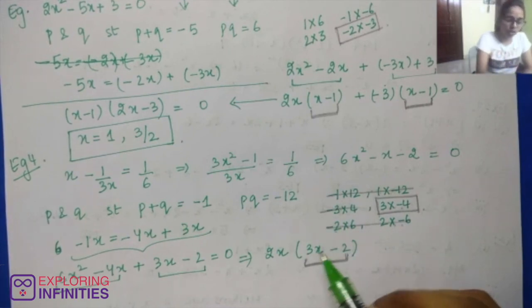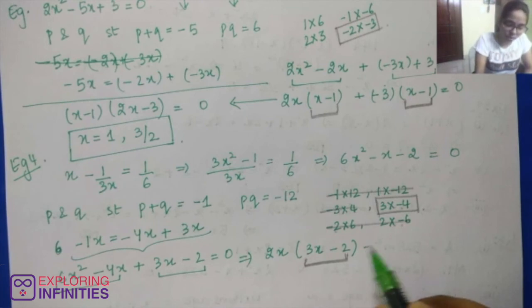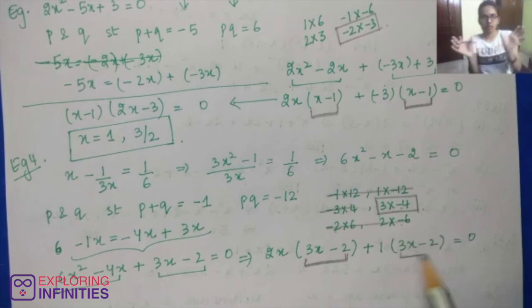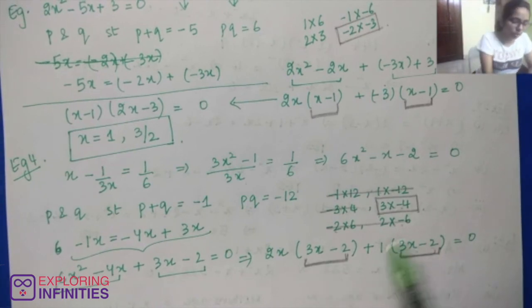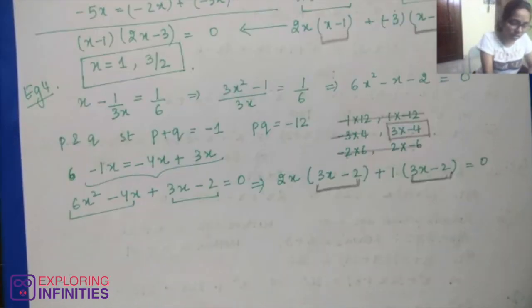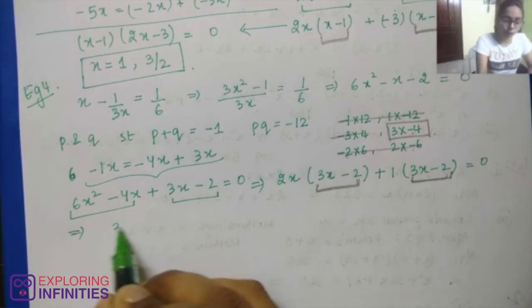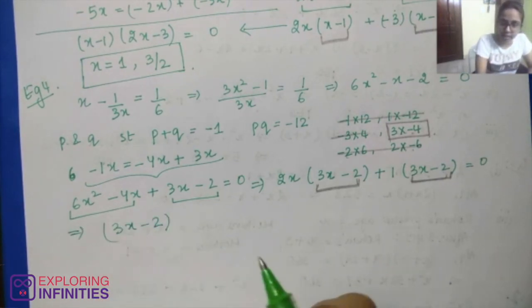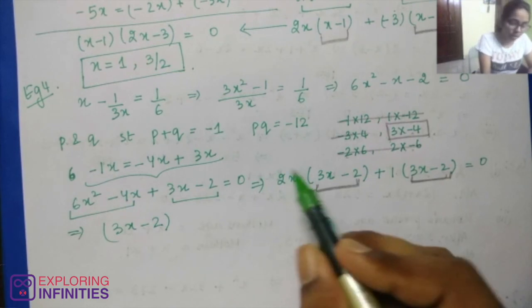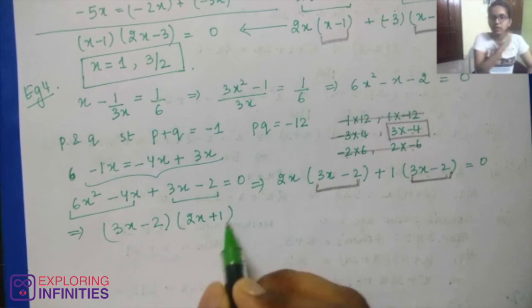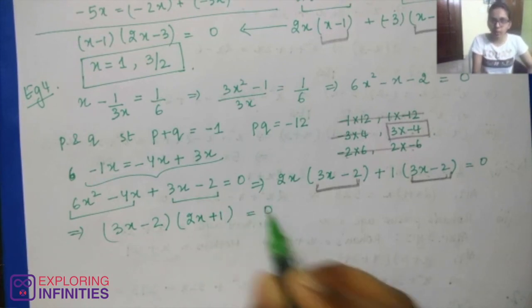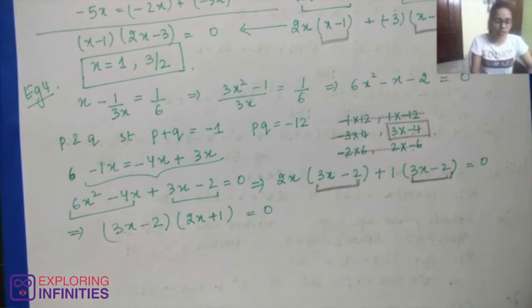Now basically, as I told you, you have this part the same for both the sides of 1 and 2 and 3 and 4. So you now take this 3x minus 2 out as common. Whatever is left, that is 2x and plus 1. So you will write 2x plus 1 equal to 0. So you have now two linear factors for your quadratic equation, 6x square minus x minus 2 equal to 0.